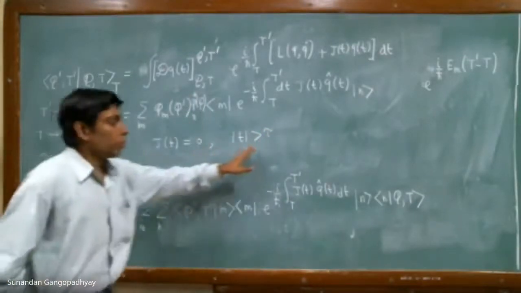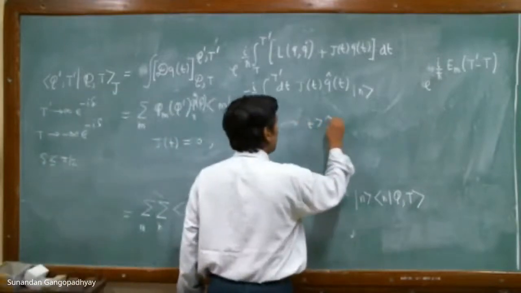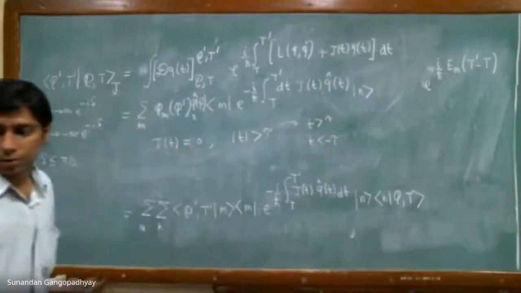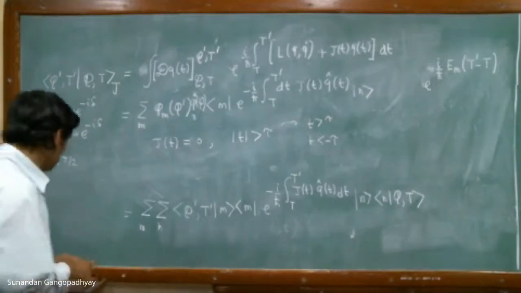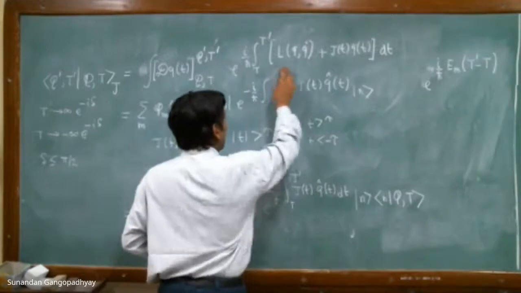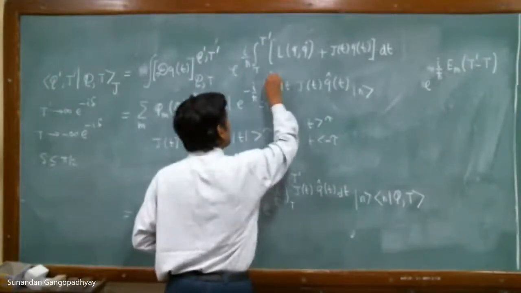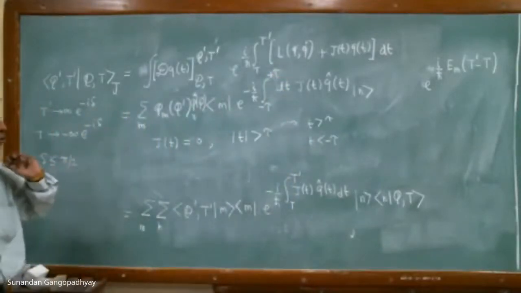Jt is 0 for mod t greater than tau. So what does this mean? This means that for t greater than tau and t less than minus tau, Jt is 0. So only in the intermediate region, from minus tau to tau prime, is Jt non-zero. So I can replace this as minus this to this. This is the intermediate step that I want to do.